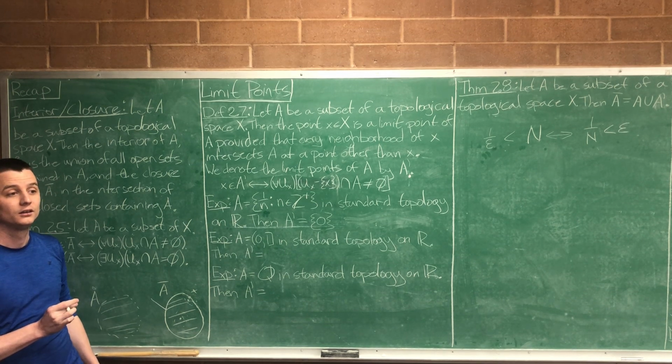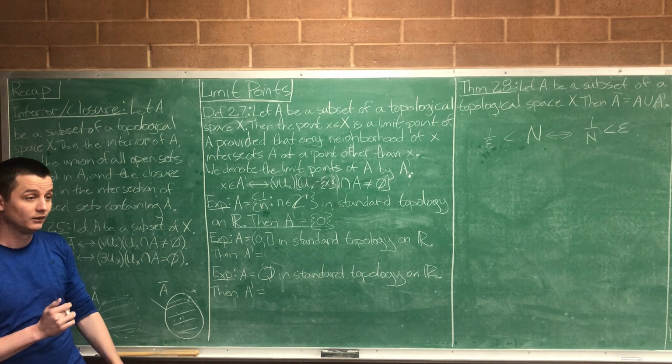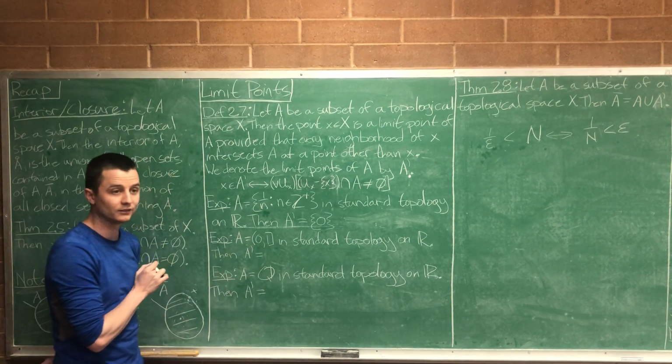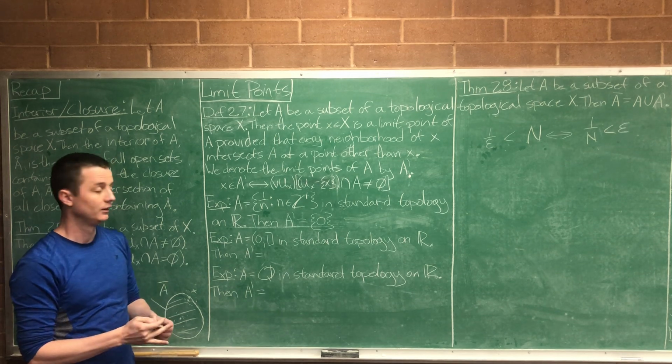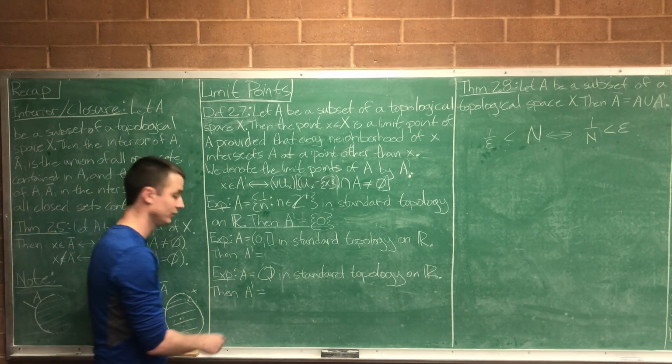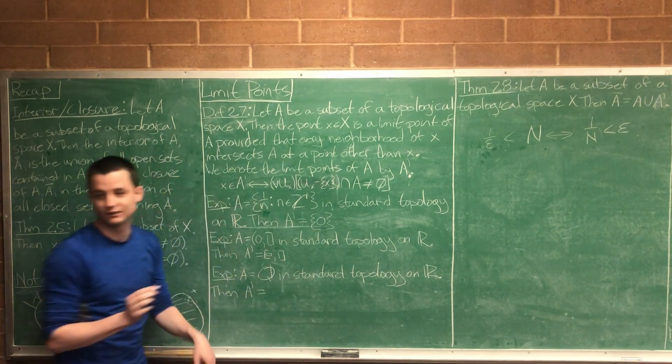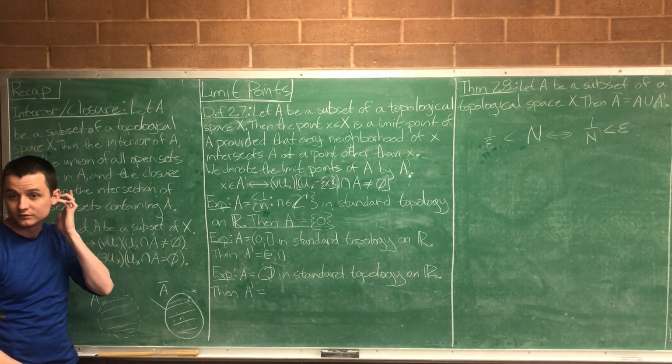Isn't 1 in there? Yeah. No matter how small of an interval you take around 1, you'll intersect A. Every point in there is a limit point. It's from 0 to 1, including 0 and 1.